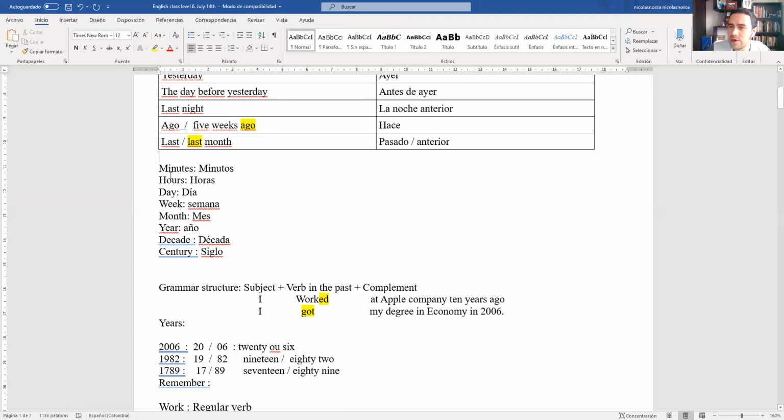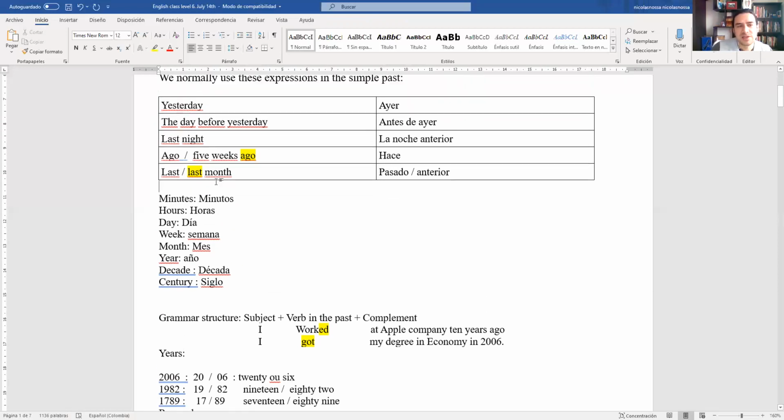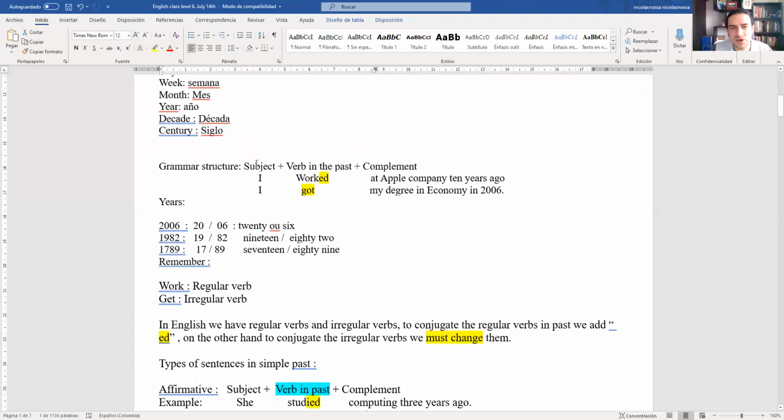And also we have these time expressions as well: minutes, hours, days, weeks, months, year, decade, century. So we can say, for example, 2 minutes ago, hace 2 minutos, is past. 2 hours ago, hace 2 horas. 2 days ago, hace 2 días. 2 weeks ago, hace 2 semanas. 6 months ago, hace 6 meses. 1 year ago, hace un año. 1 decade ago, hace una década. 1 century ago, hace un siglo. So we can conjugate especially the expression ago and the expression last with any frequency of time in the past.